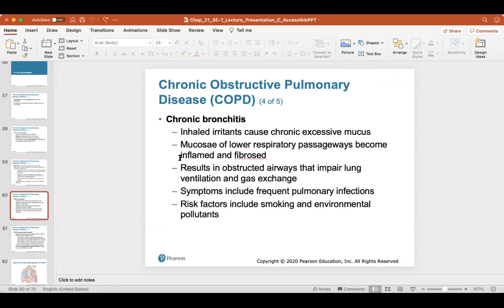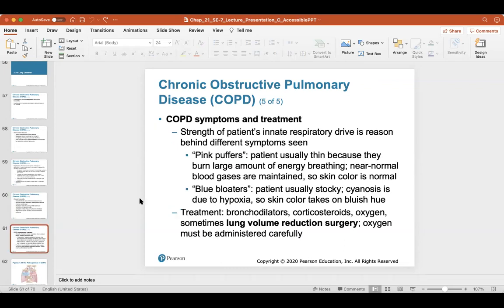Chronic bronchitis is when you inhale irritants, causing chronic excessive mucus. The mucosae of the lower respiratory passageways become inflamed and fibrosed with scar tissue. This can result in an obstructive airway that impairs lung ventilation and gas exchange. Symptoms include frequent pulmonary infections. The risk factors include smoking and environmental pollutants.